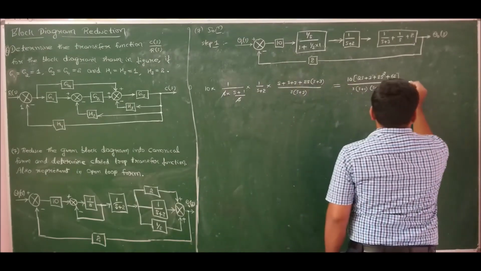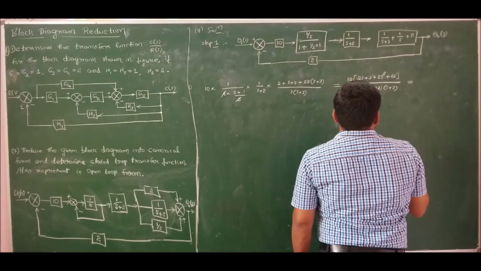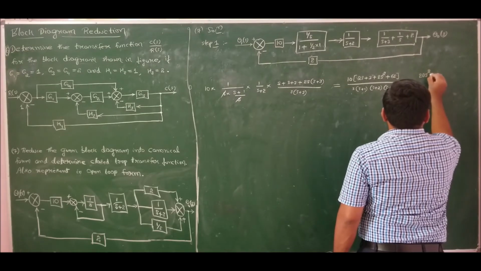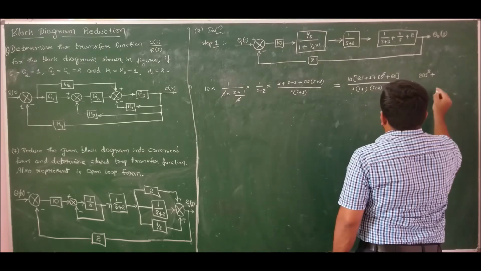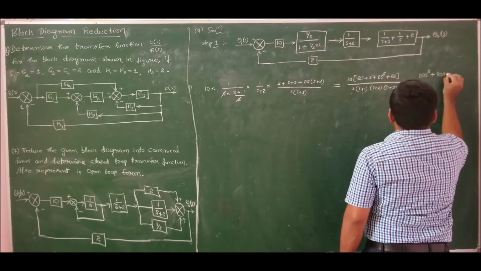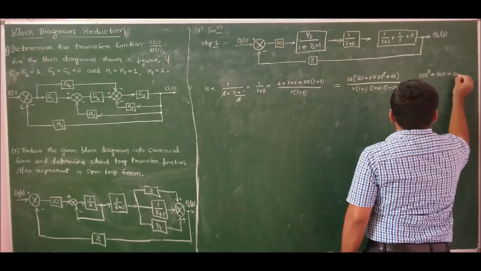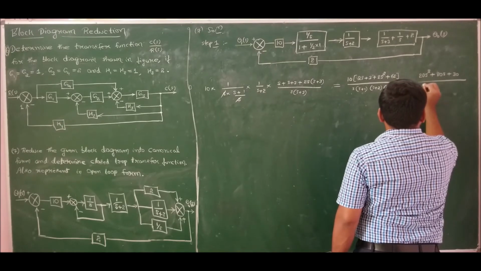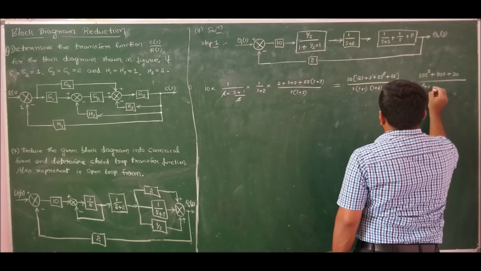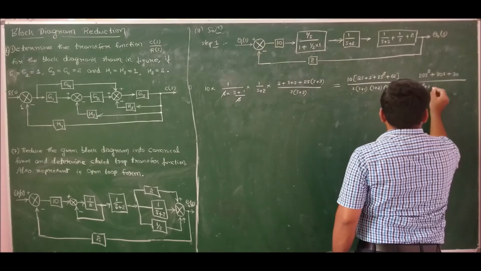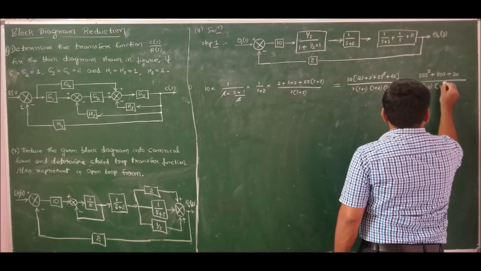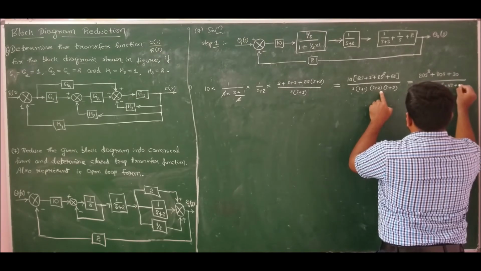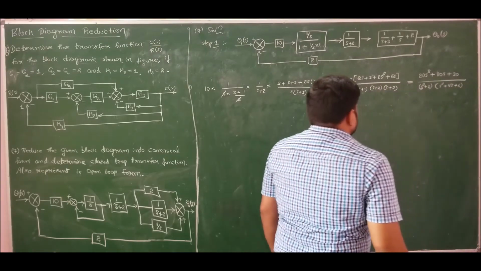Let me solve it further. If I solve it further, we will get 20s square plus 6 plus 2 is 8, 80s plus 30 divided by s square plus s get multiplied with s square plus 3s plus 2s is 5s, 5s plus 3 2s are 6. Now that should get multiplied.